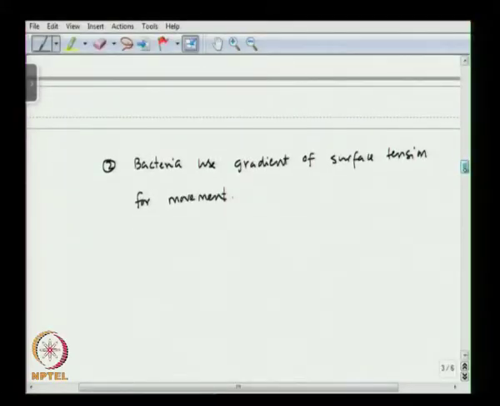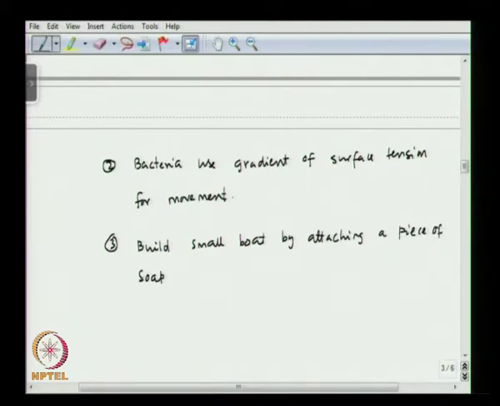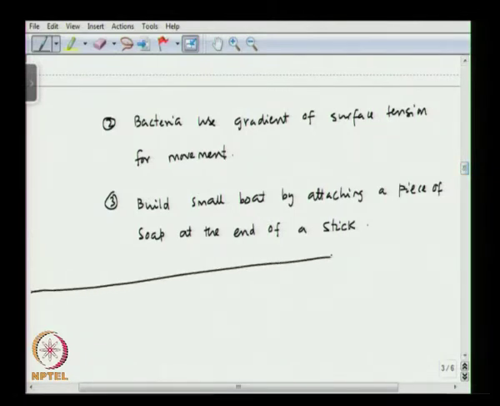The other example we can consider is if you have a stick and you can attach a bulb of soap at the end of the stick and you put it on a water surface, then because of the soap dissolving in water and reducing the surface tension locally, you can induce a gradient of the surface tension which would cause the stick to move in the forward direction. So, as another example you can build a small boat by attaching a piece of soap at the end of a stick. Okay, it is possible to do that, right.